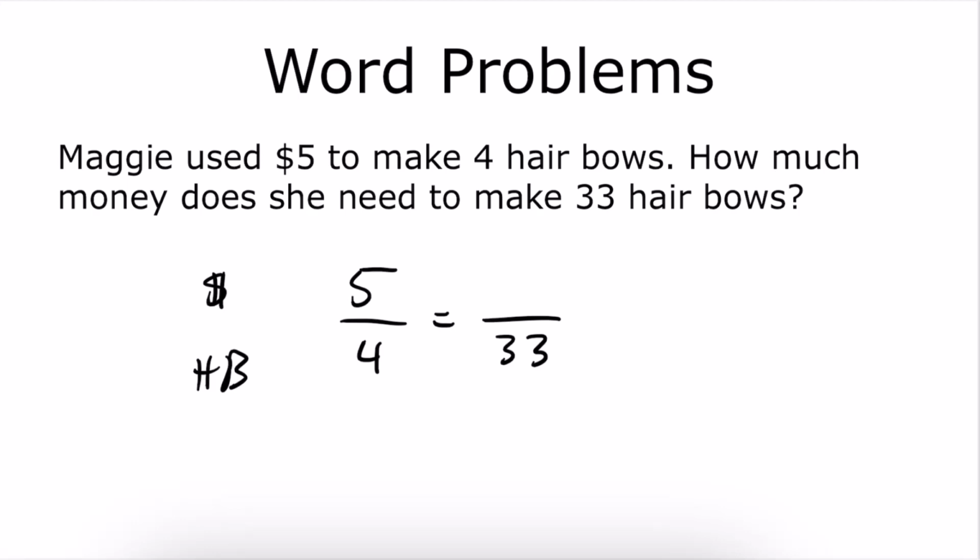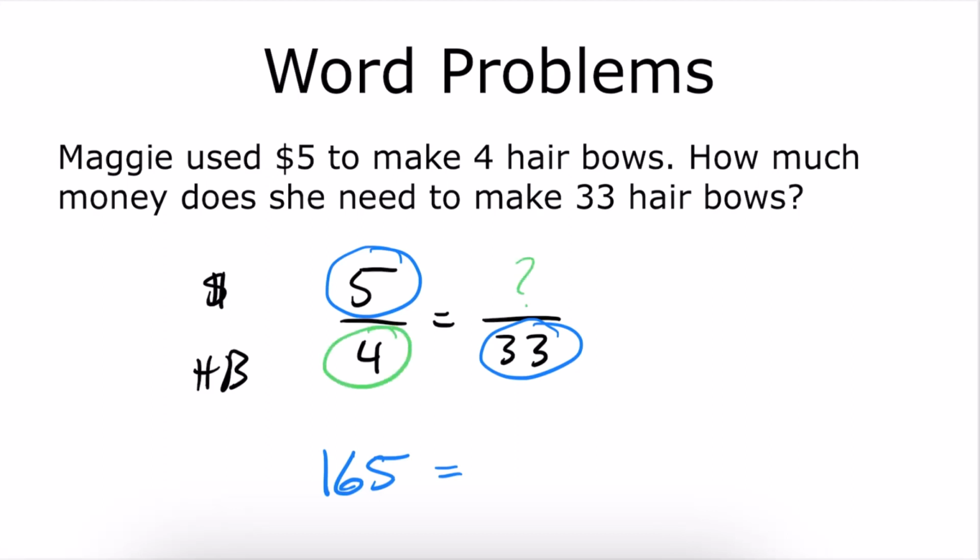So when I multiply 5 times 33, that gives me the number 165. And this needs to be equal to 4 times whatever this number is that I'm trying to find. So I'm going to write this as 4 times question mark. Now we could use our fact families to say, okay, well, 4 times something equals 165. And that something is going to equal 165 divided by 4.